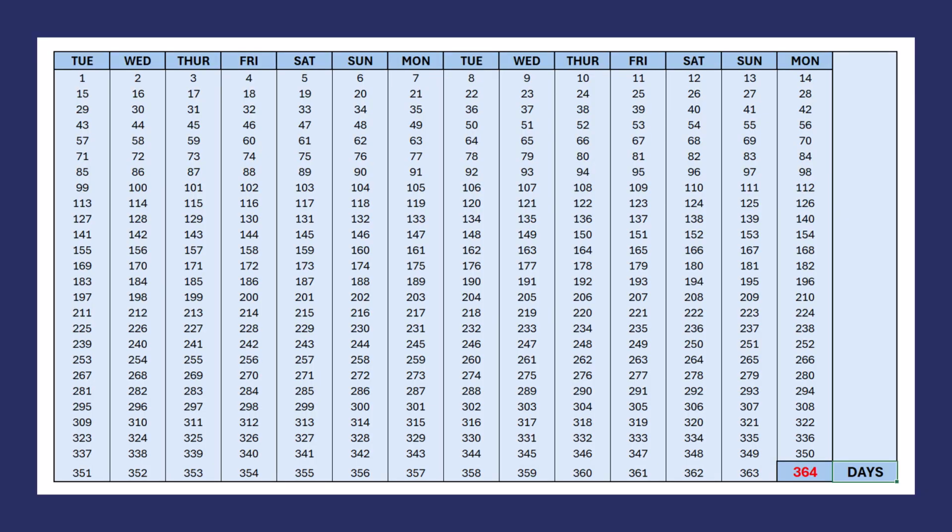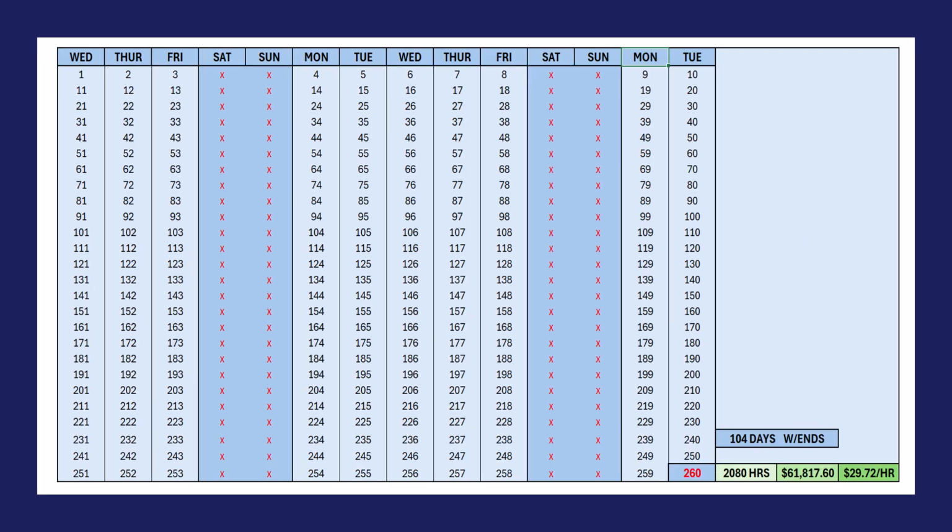The next 6 slides, I will be deducting the days an employee doesn't work. First, we have to deduct the weekends, which comes to 260 days or 2,080 hours. And the hourly rate is $29.72, which the wage will come in at $61,817.60.